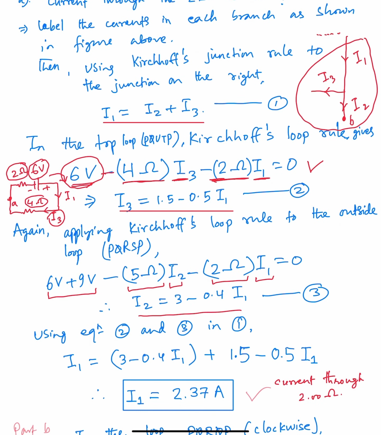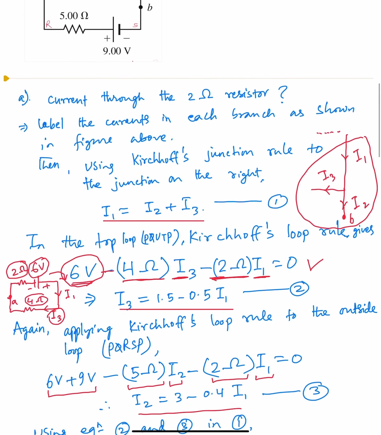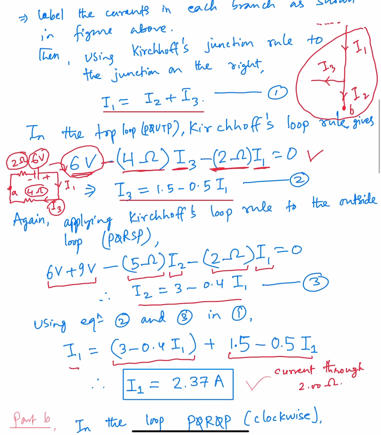You can use equations 2 and 3 in equation 1, I1 equals I2 plus I3. Substituting I2 and I3, you will get I1, which is the current through the 2 ohm resistance. This is I1, and this completes your solution for part A.